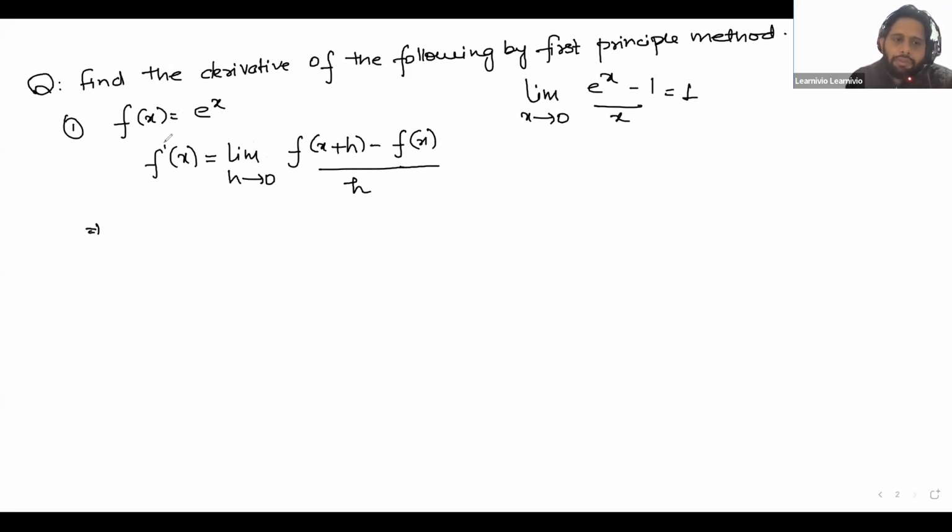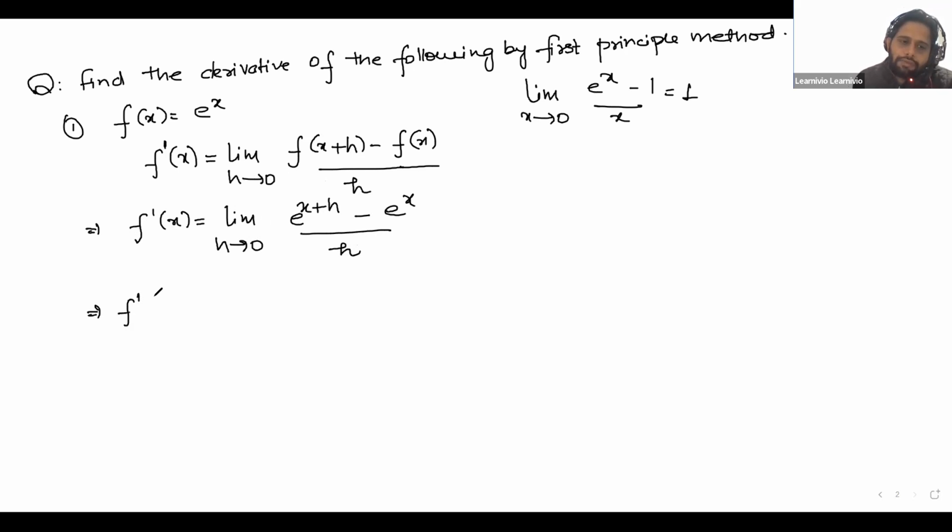Okay, so we have this formula that the derivative of f(x) is f(x + h) minus f(x) by h. Everyone is aware of this formula. We will apply it in this limit, h tends to 0. Here we have e to the power x, so this will become e to the power x + h minus e to the power x by h. So f dash x is equal to limit h tends to 0, e to the power x into e to the power h minus e to the power x by h.